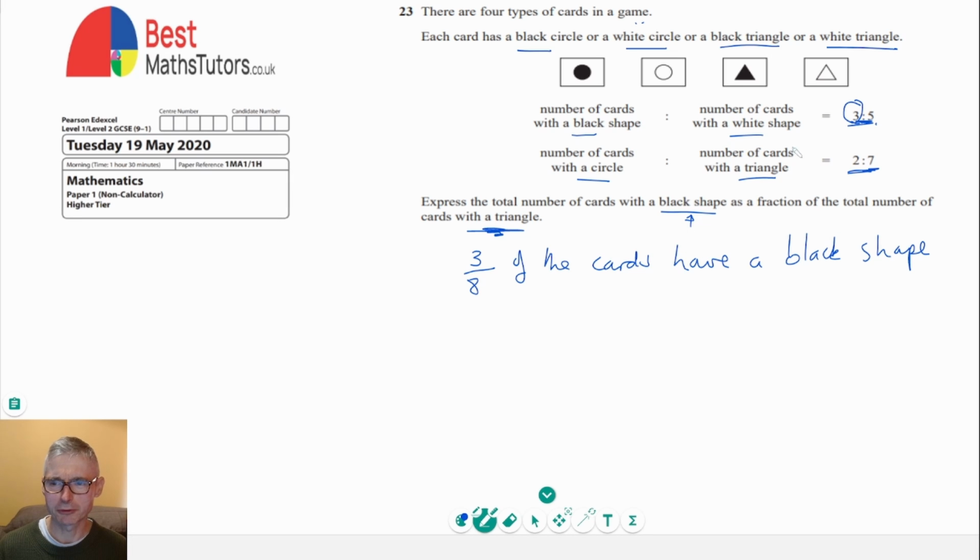And using a similar approach, we can also say that since the 7 represents the triangles, because that's what we're looking for there, then we can see that 7, and if we add the ratio together, we'll get 9. We can see that the fraction of the total which have a triangle on them is 7/9. So 7/9 of the cards have a triangle.